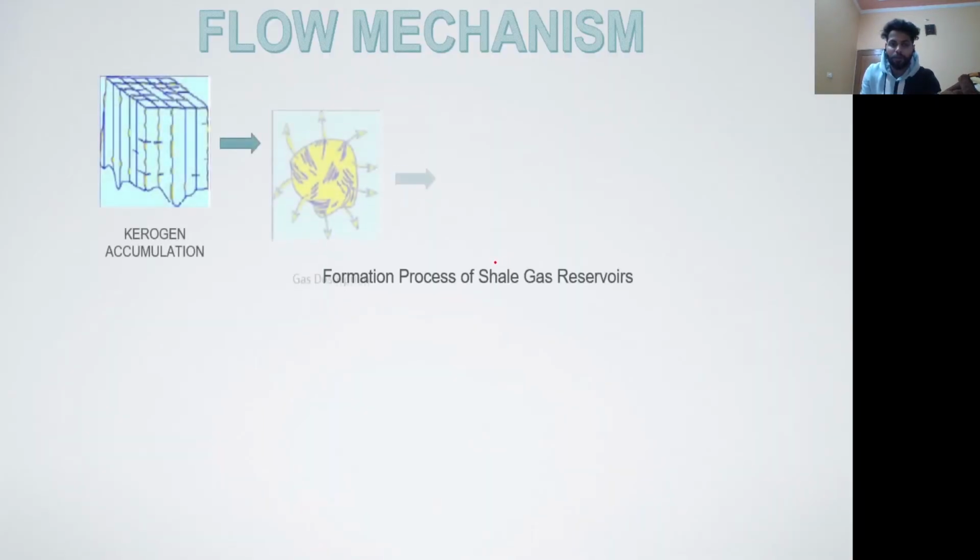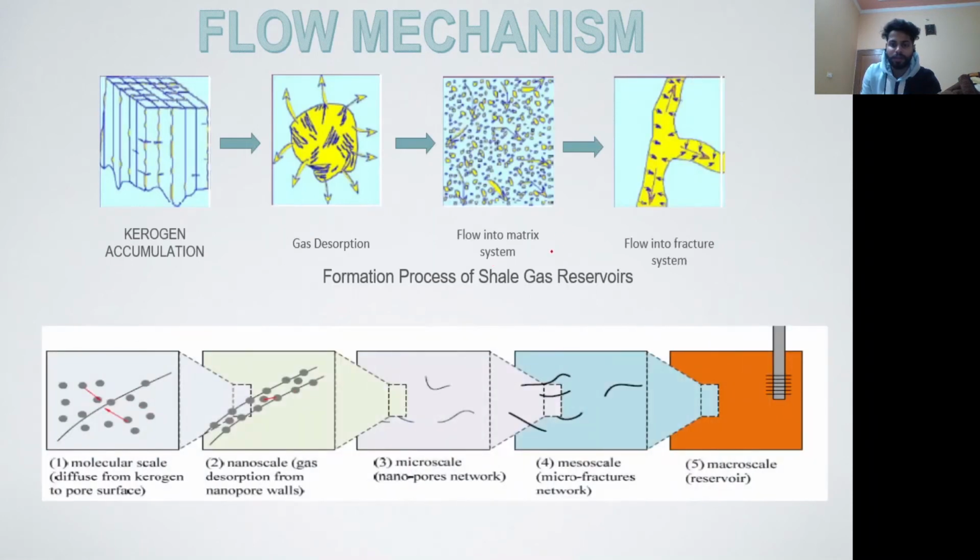Now coming on to the flow mechanism, which I discussed earlier. So you can see you start taking production from the well. Initially, there will be flow in the fracture system, then flow in the matrix system. Once your pressure drops below your critical desorption pressure, the gas will start getting desorbed. So it takes place like that.